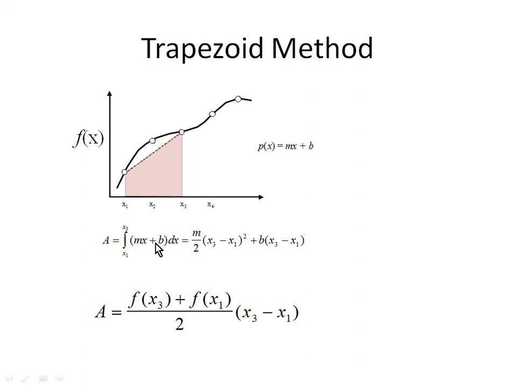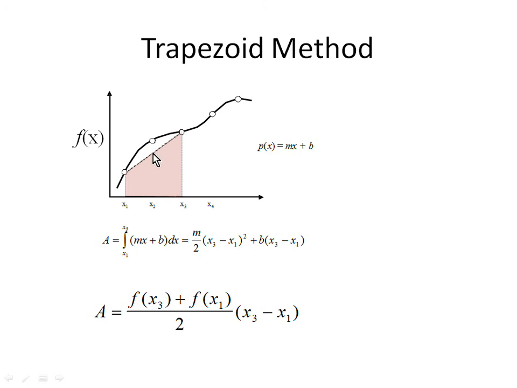There's p of x. We do this integral here, and then we can also get expressions for the slope and the intercept. And when we go through a little bit of algebra, we get that the area under the curve is equal to this expression. And this is the function at x3 plus x1 divided by 2. So that's the average between that function and that function.